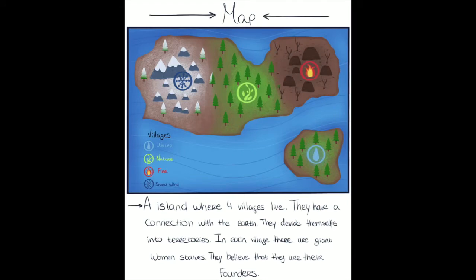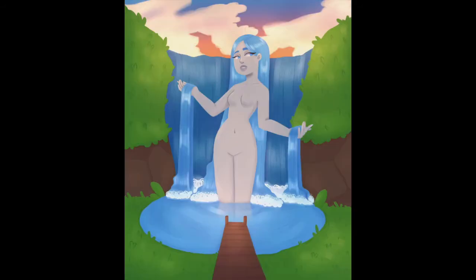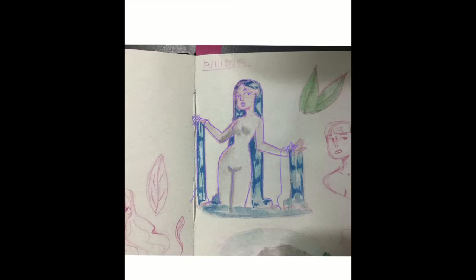So I'm just doing the map, and I had this visualization in my head of the islands, and I wanted to share with you guys. So my idea was that there is an island and there are 4 types of villages, and now we're seeing the water village, and I had this really huge idea of giant women as being statues.